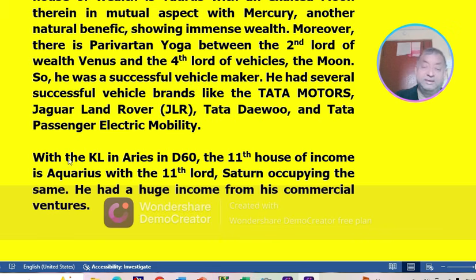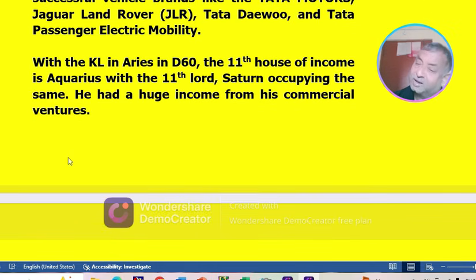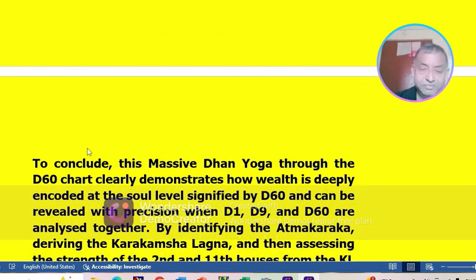With the KL in Aries in D60, the 11th house of income is Aquarius, with the 11th lord Saturn occupying the same, as I have already shown you. He had a huge income from his commercial ventures. When the 11th house is so fortified, he will automatically have huge income, and wealth too, because the second house is also fortified. From the Karakamsha Lagna in D60, which is the final chart. D60 always overrules the findings of other charts.